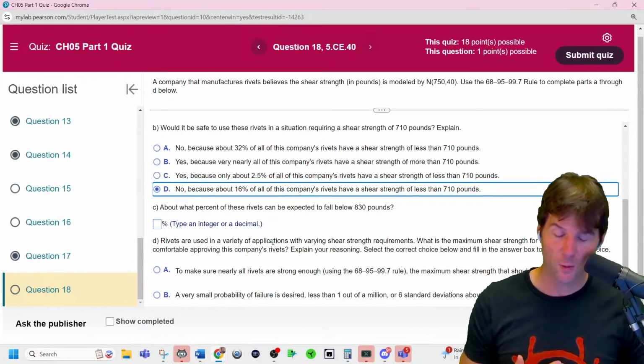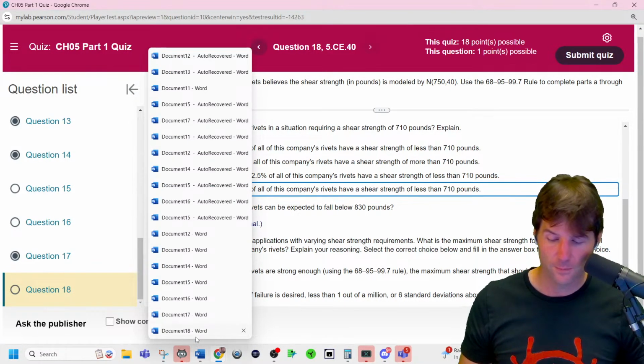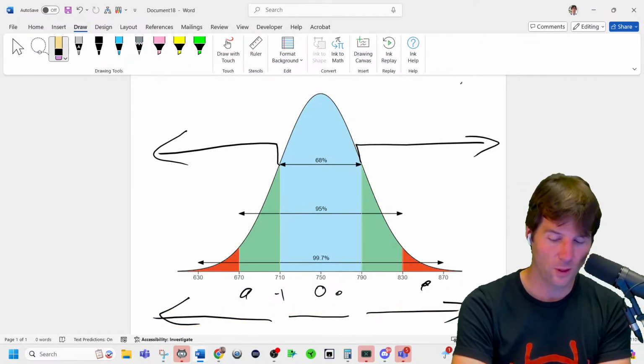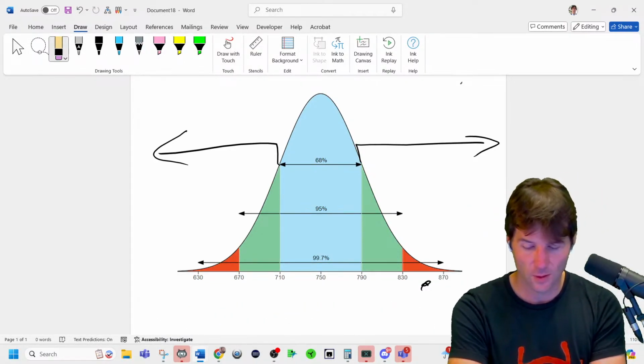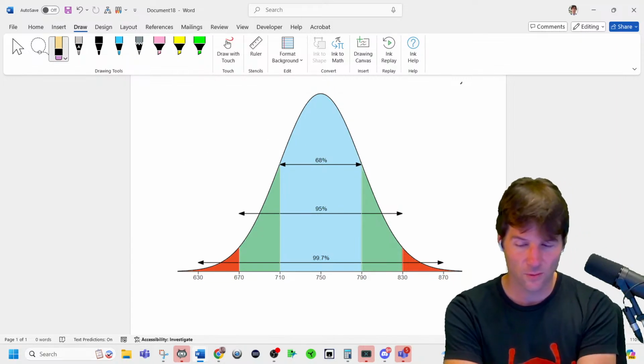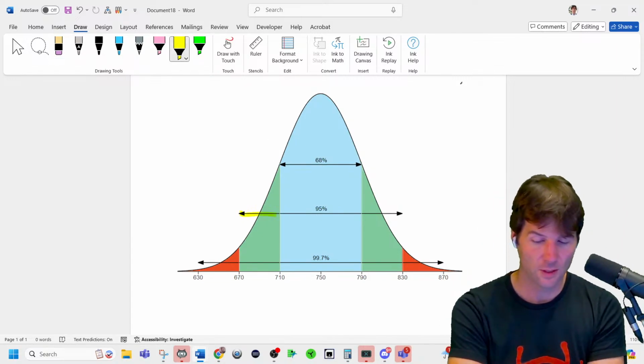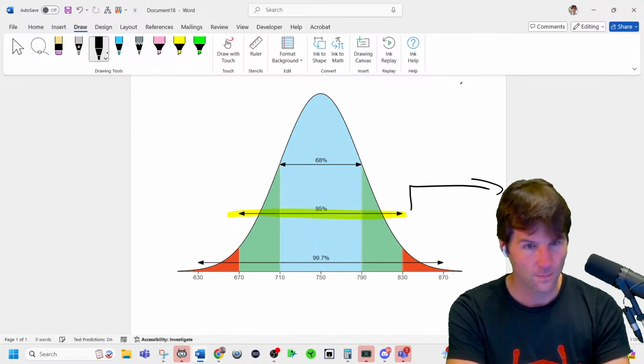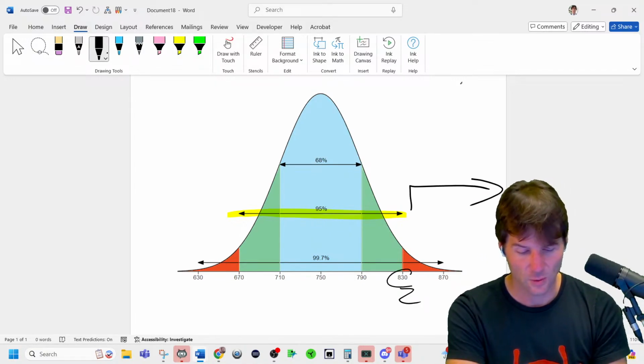So what percent would we expect to fall below 830? We go to where 830 is at. 830 has a z-score of what? Go ahead and put it in the chat real quick as I start to mark this. 830 has a z-score of what? Great job, Christopher, right there. 830 has a z-score of what? 2. And so that's where 830 is at.